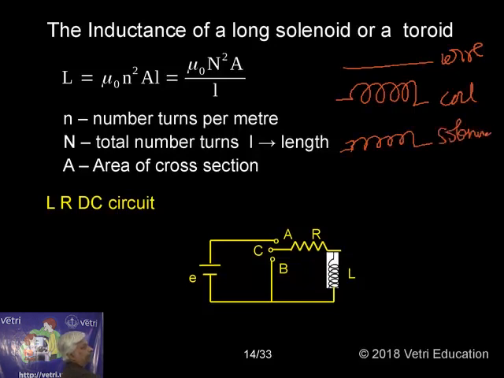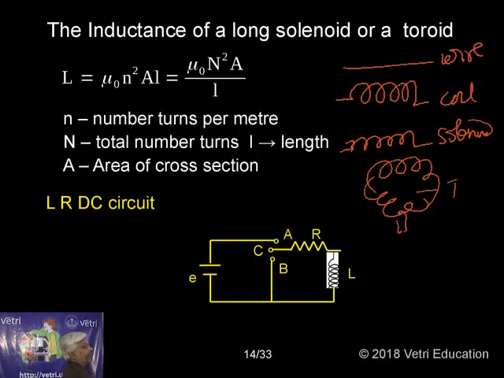If the solenoid itself is arranged like that, then it is called a toroid. So toroid, solenoid, coil as well as wire, all are the same. Without any winding, it is a wire. If it is wound, it is a coil. If current flows in the coil, it is a solenoid. The solenoid itself arranged as a ring is a toroid.